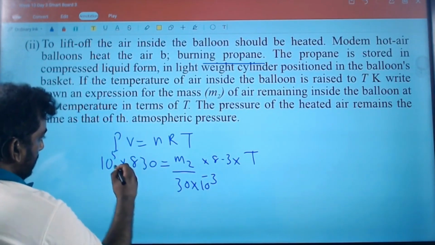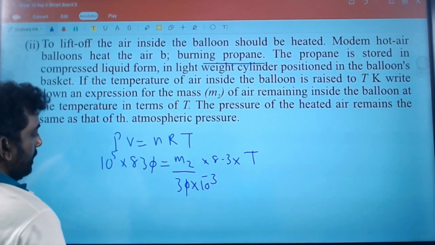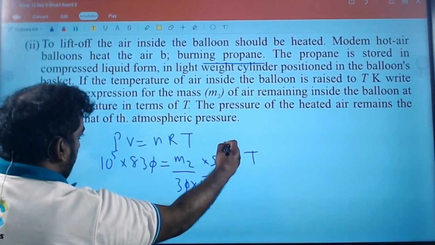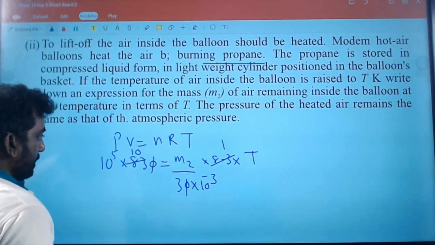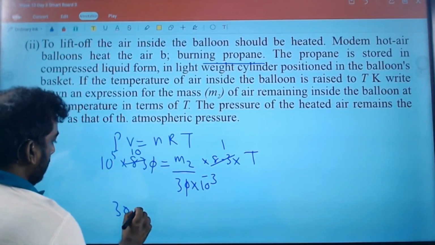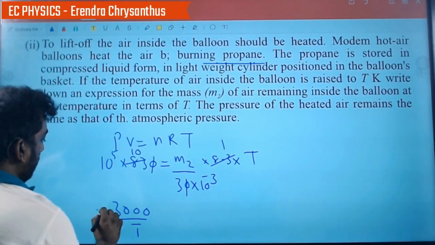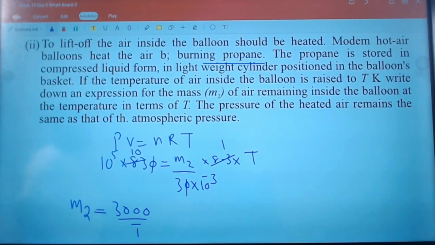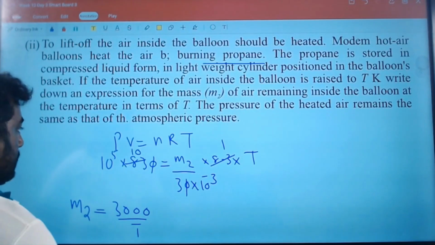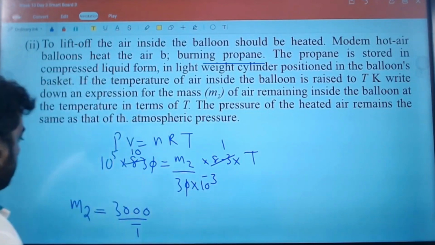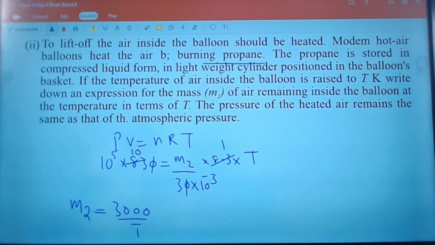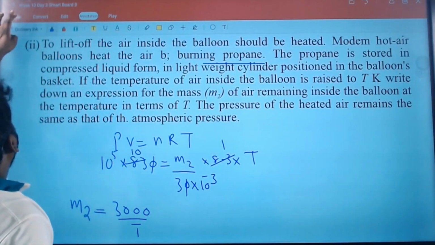So here the zeros cancel. 8.3 times 1, 8.3 times 10. 30, 2 zeros divided by T. That is the mass, 3000 divided by T. Yes, 30 grams; if you put in grams, that's a different story. Kilograms. Yes, this is what you will get. Right. Okay.